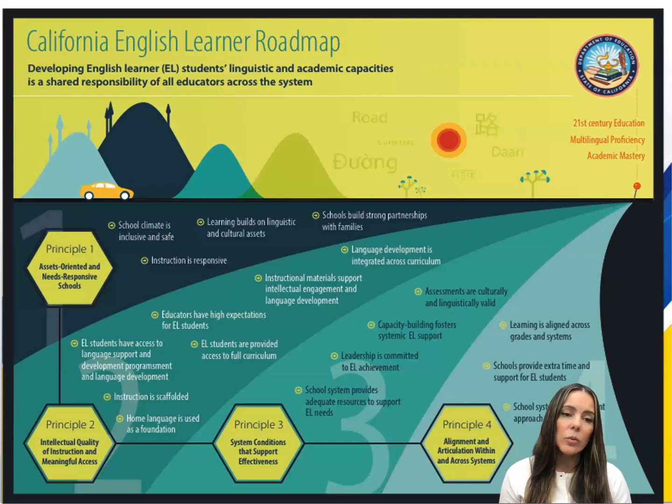As you can see here, we have the California English Learner Roadmap. Our state of California has developed a roadmap for our educators to really focus on 4 core principles that interrelate with each other. Before we can support our English learners in the classroom with instruction at school, it is very important to focus on principle 1 and to have that as a foundation for all our students. It's really building on that assets-oriented and needs-responsive schools. So we're going to be focusing a little bit more right now on that assets-oriented and what that looks like.